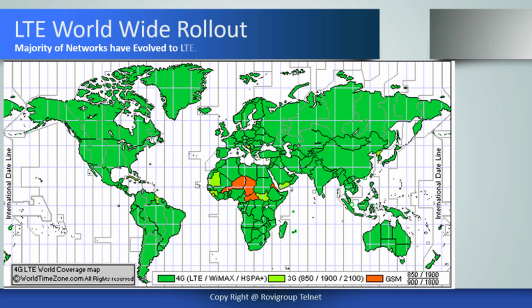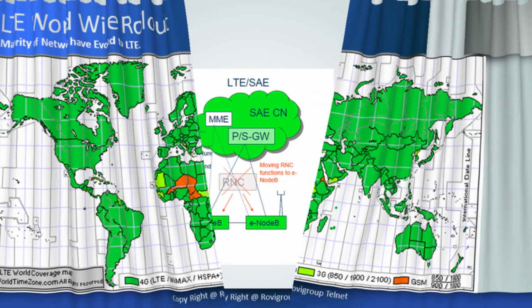Before we go into details of LTE frame structure, let us have a look at LTE worldwide deployment. As you can see, in the green area, most of the countries already have LTE network commercially deployed. Few countries which are marked orange or light green are still using GSM or 3G network.